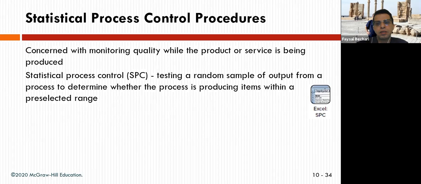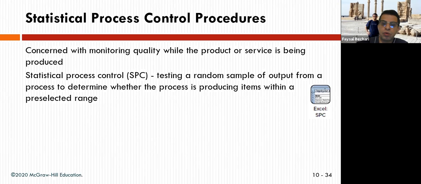Now, statistical process control is concerned with monitoring quality while the product or service is being produced. So it keeps monitoring the quality. You don't leave it until the products start getting defective. No, you keep monitoring these qualities, and at each stage you put a benchmark for it. So this is how you do it.